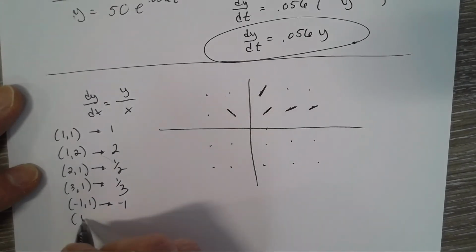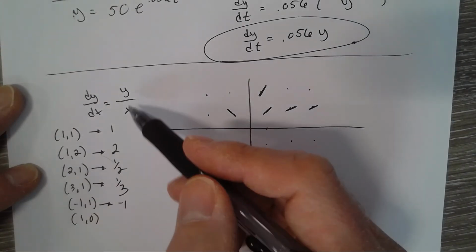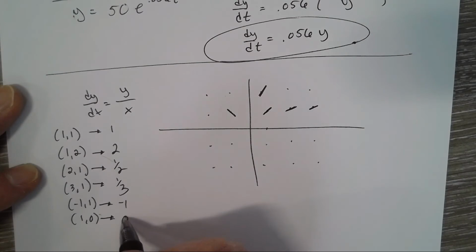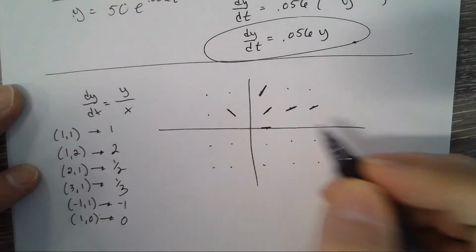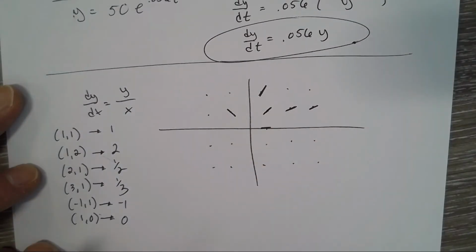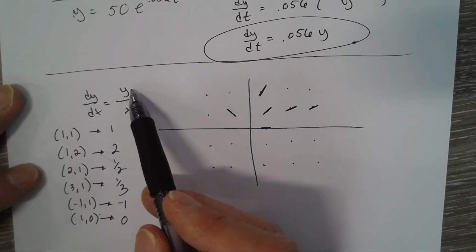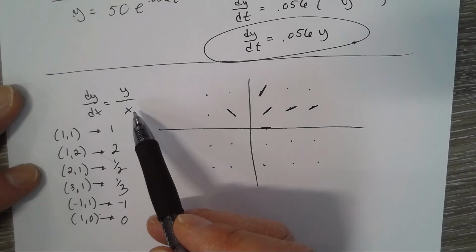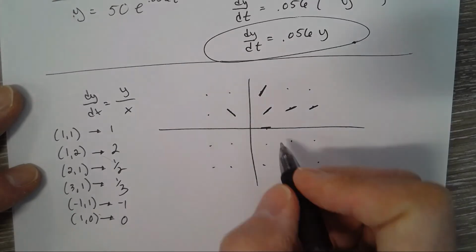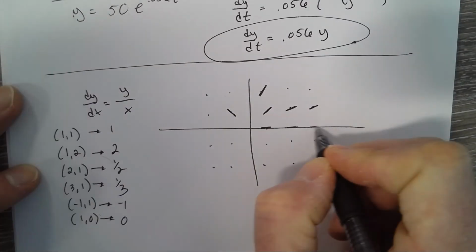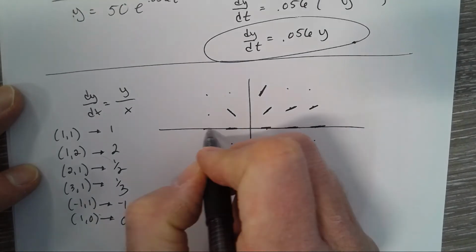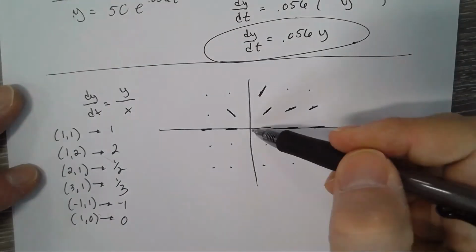1, 0. So it'd be 0 over 1, which is 0. And you can't really tell, but it's on the x-axis. There it is. 2, 0 would be, as long as y is 0, we're going to get 0 on top. So 2, 0, 3, 0. These are all going to be horizontal. And 0, 0, we don't know what goes on right there.